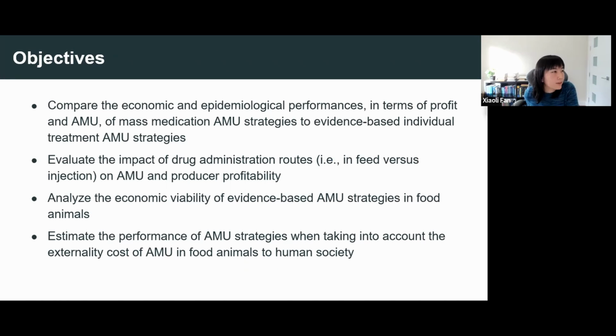So I know there's already a lot of research on the human side. However, on the animal side, there hasn't been much research on this. So in this research, our objective is to build a farm level model, and then we want to simulate the impact of different antimicrobial use strategies on both the producer profitability and also the animal health.